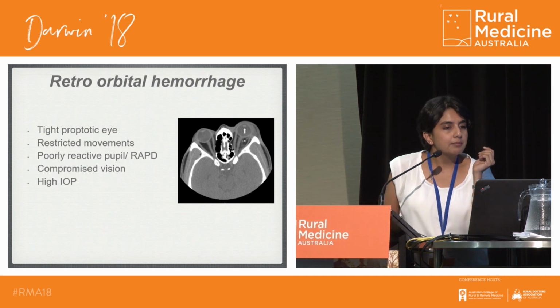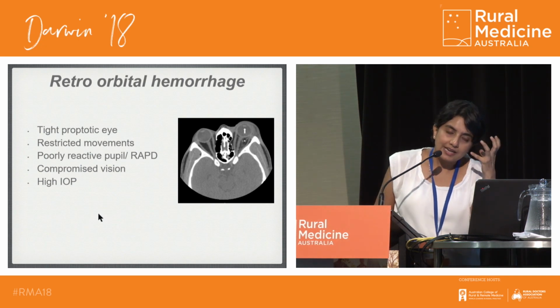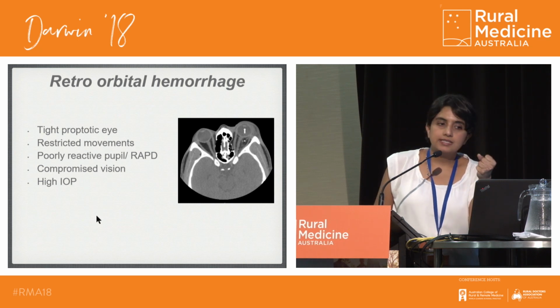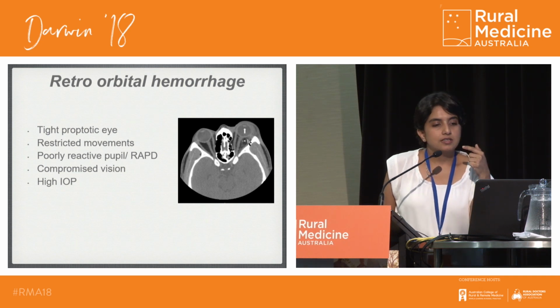So when somebody has a retroorbital hemorrhage, the way they present would be quite tight eye, very restricted movements. If the optic nerve is already starting to be compressed, the pupil will not react well, the vision will be quite compromised, and the pressure will be high. So if there is access to imaging, we will be able to see quite anteriorly displaced orbit, proptosis, and lots of stranding in the intraconal space.